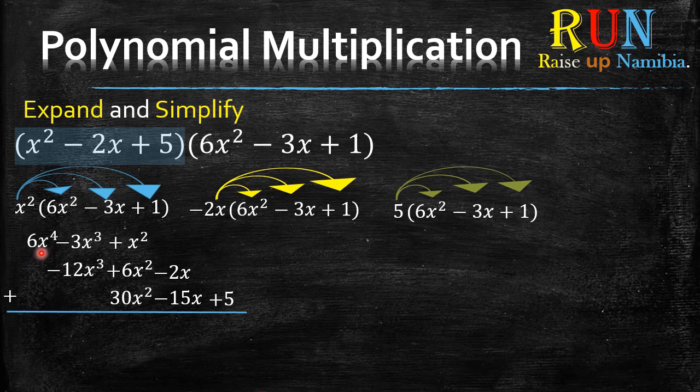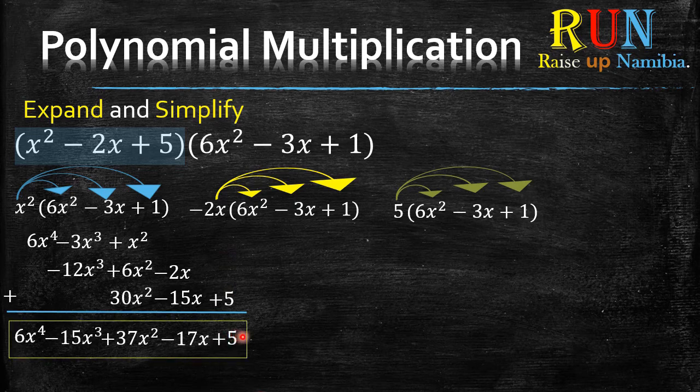So adding, we start with 6x raised to the power 4. It doesn't have a like term, so we just bring it down here. Negative 3 plus negative 12 gives us what? Negative 15x cubed. Okay? Then we come to the x squared. X squared plus 6x squared plus 30x squared. What's the answer? The answer will be 37x squared. Okay? And then we come to negative 2x plus negative 15x. What's the answer? That will give us negative 17x. And the 5 doesn't have a like term, so meaning it just comes down the way it is. And that's basically your final answer.